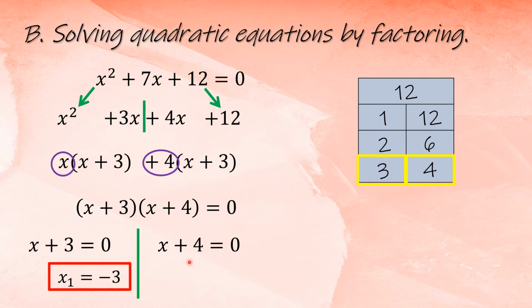And then x plus 4 is equal to 0 will now become x sub 2 is equal to negative 4. Again, positive 4, when being transposed to the right side of the equation, the sign will be changed. So, positive 4 will now become negative 4. So, the values of x for the quadratic equation x squared plus 7x plus 12 is equal to 0 are negative 3 and negative 4.